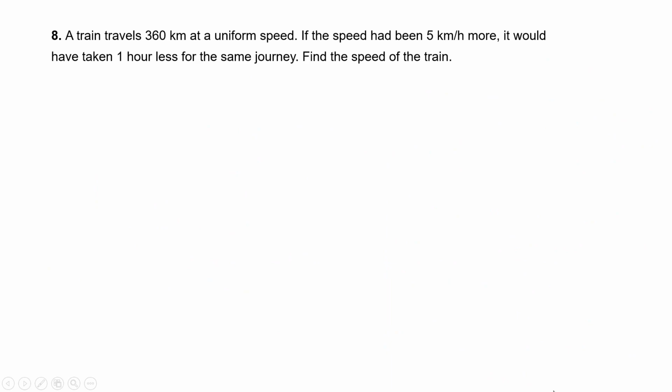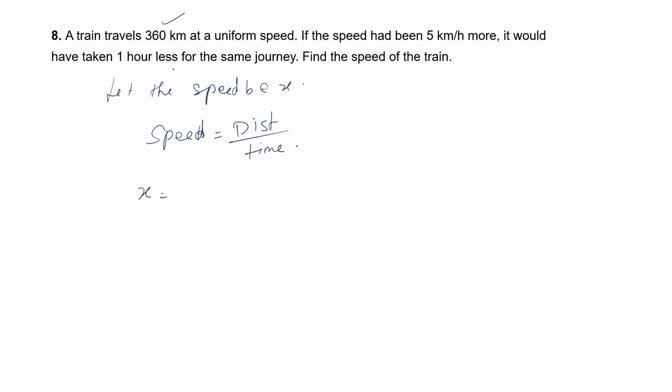Next question. A train travels 360 km at a uniform speed. We don't know the speed, so let the speed be x. What do we know about speed, time, distance? Speed is equal to distance by time. So x is equal to 360 kilometer by time. We don't know the time also.